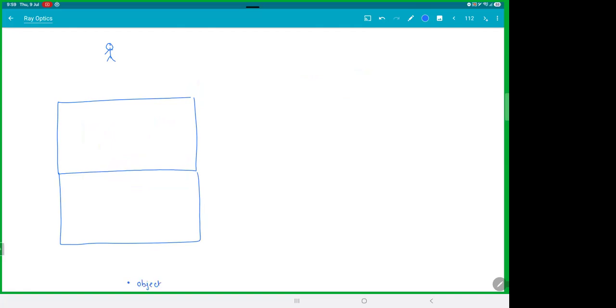So light rays are coming from the object. This is T1, this is mu1, this is T2, and mu2. So rays are going this way. So you have to start from the object. So this is my observer 1. If you ask this guy, okay, where is the object? He will say D.